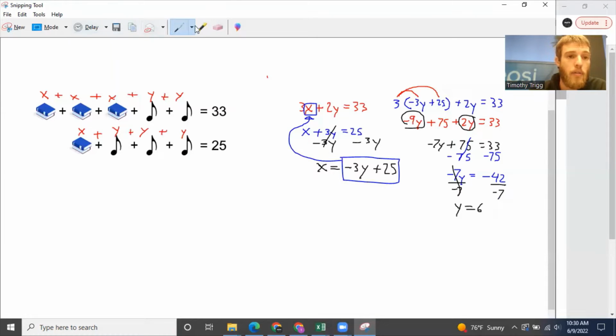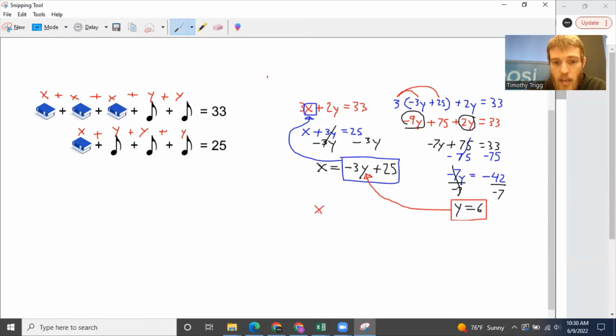Now that we know the value of y, we can substitute it back into one of the original equations to help us find x. You could use either equation, but I'm going to plug it right here. And the reason why is because it already has x by itself. That's going to make my life simpler.